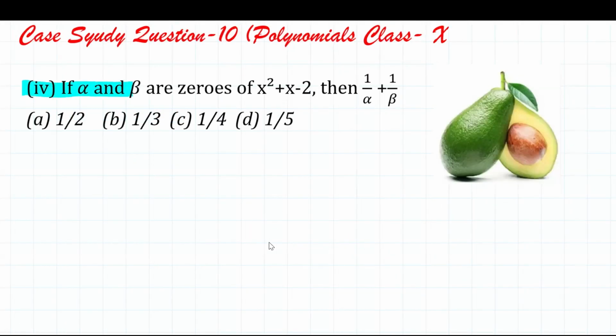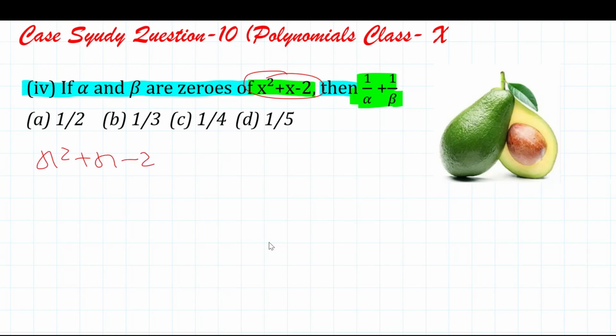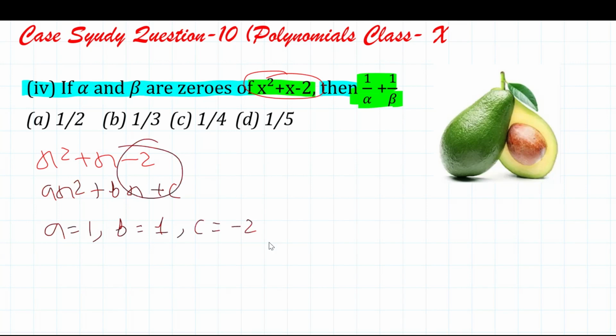In the fourth part, it says if alpha and beta are the zeros of this polynomial, we have to find the value of 1 over alpha plus 1 over beta. Let me show you what we are going to do. First of all, I wrote this polynomial in the standard form, ax square plus bx plus c. Why did I do so? Because I can tell you what a is here. A is the coefficient of x square, which is 1. b, the coefficient of x, is 1 again. And c is minus 2.